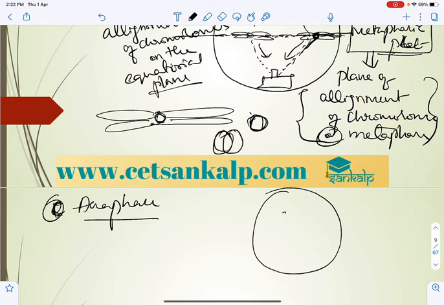So as it divides, each chromosome gets separated with its centromere, meaning the centromere splits, and with their sister chromatids, they move towards the opposite pole.